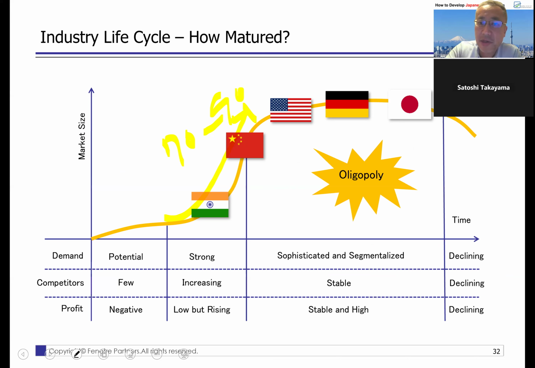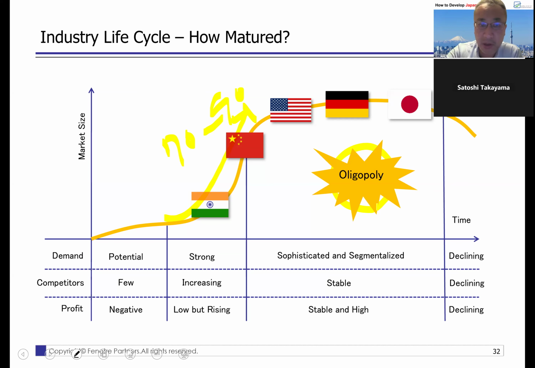So the market has become very mature, and in some sectors, the market is shrinking. And at this stage, usually oligopoly happens, which means the market is dominated by a limited number of players, strong local players plus strong global players. Under this circumstance, usually distributors don't invest in your products on behalf of you. So this is the background.